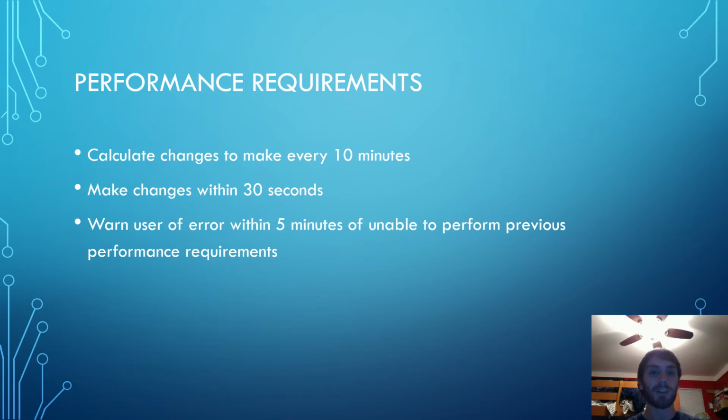For performance requirements, calculate changes to make every 10 minutes. Yes, we were able to do that. As I mentioned before, we were reading things at a rate of 3 seconds just for demonstration, but our actual system is going to operate at 10 minutes of an update rate. Make changes within 30 seconds. Yes, you could see in the demonstration that our update rate, when it was 3 seconds, the set temperature would then update about 5 to 10 seconds after that. So it was able to update in 30 seconds.